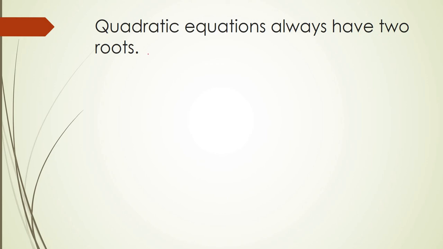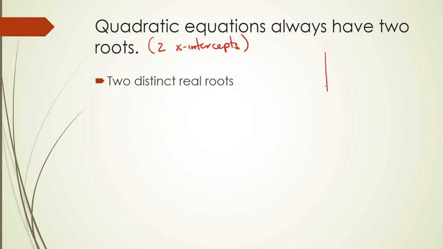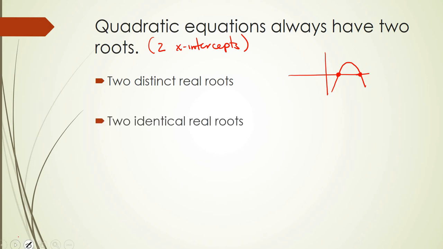Quadratic equations always have two roots. Remember again, that means two x-intercepts. So we can have two distinct real roots, like we did on the last one. We can have a parabola that crosses the x-axis in two places, and we have two distinct real roots. It's also possible to have two identical real roots.